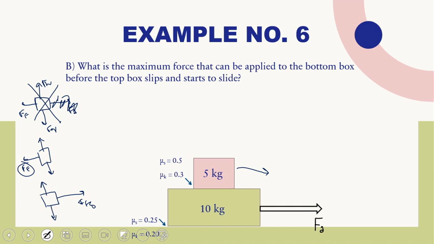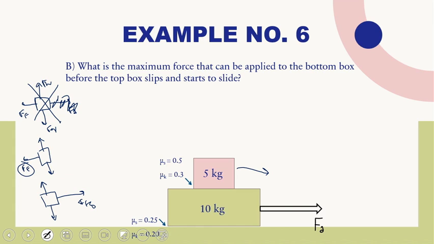Now, where to go from here? Well, we need to calculate the maximum static friction force the top box can experience before it starts to slide. Then, we need to use that information to somehow figure out what the applied force on the bottom box needs to be in order to cause that maximum static friction. Well, what is the common link between the two boxes?